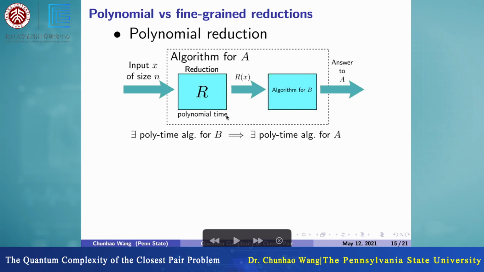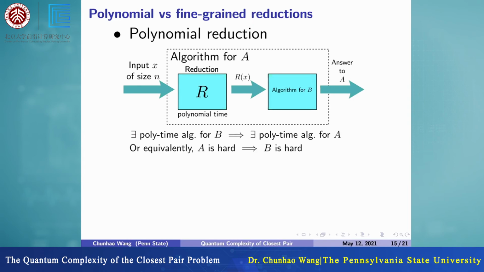The idea of this polynomial time reduction is that if the pre-processing is polynomial, and there exists a polynomial time algorithm for B, it implies there exists a polynomial time algorithm for A. The contrapositive form of this statement is that if A is hard, then B is hard. In this polynomial time reduction, we just need this time to be polynomial, and we don't care how large the polynomial can be. So in some sense this is very coarse-grained.